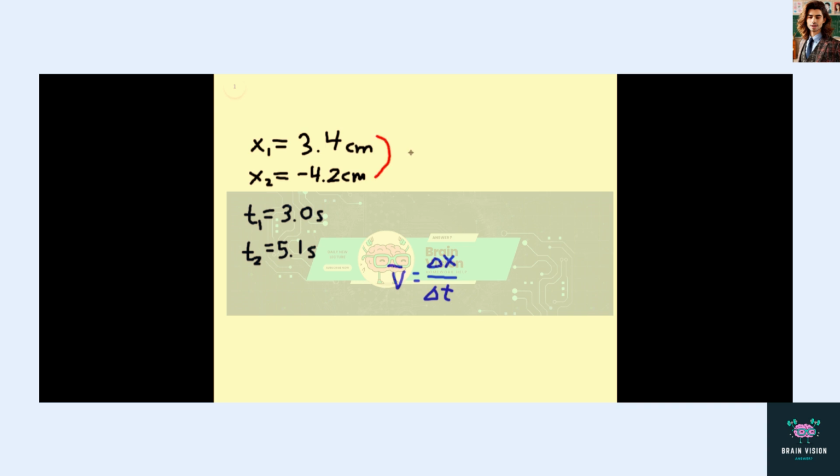So using the starting and ending positions, we can get our change in position by subtracting our initial position from our final position. Since our ball started at a positive position and went to a negative position, we expect that our change in position is going to be negative, and indeed it is. You subtract those two and you get minus 7.6 centimeters.